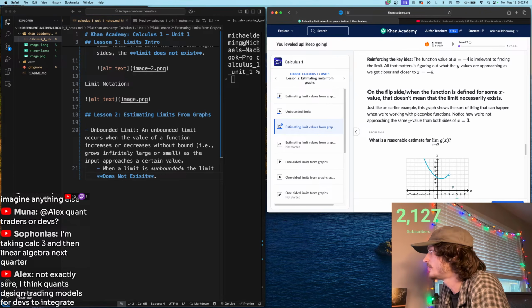On the flip side, when the function is defined for some x value, that doesn't mean that the limit necessarily exists.